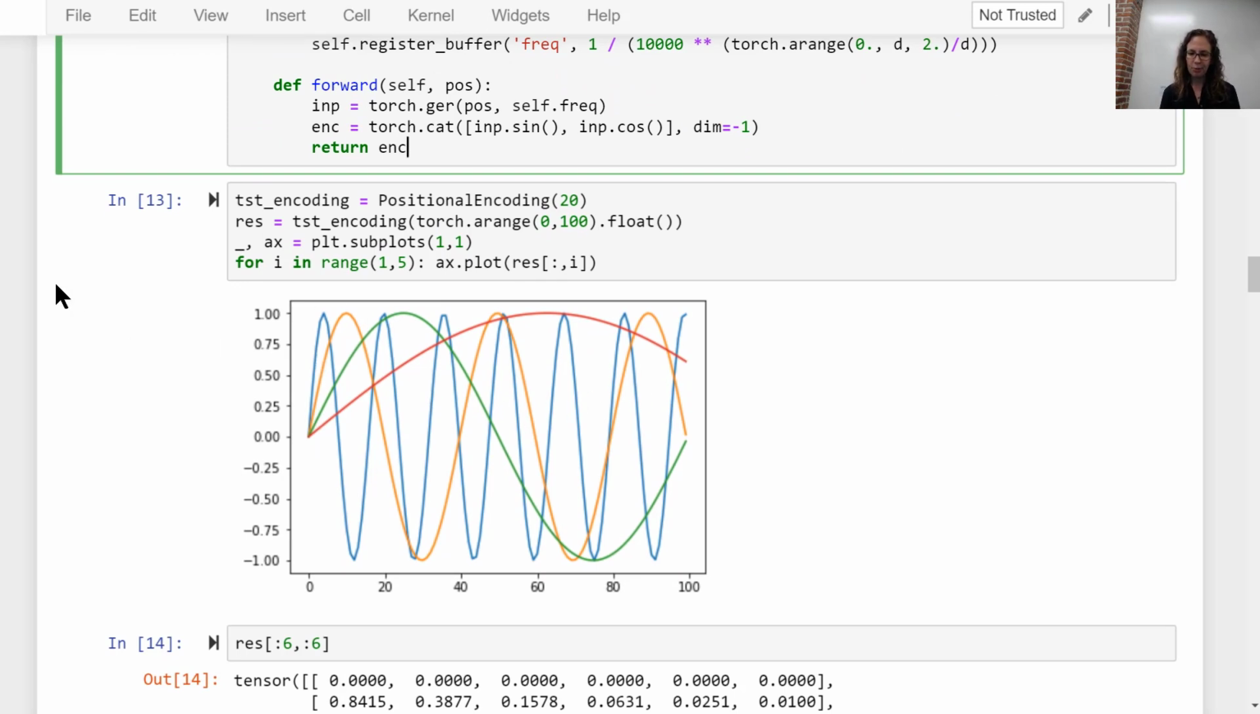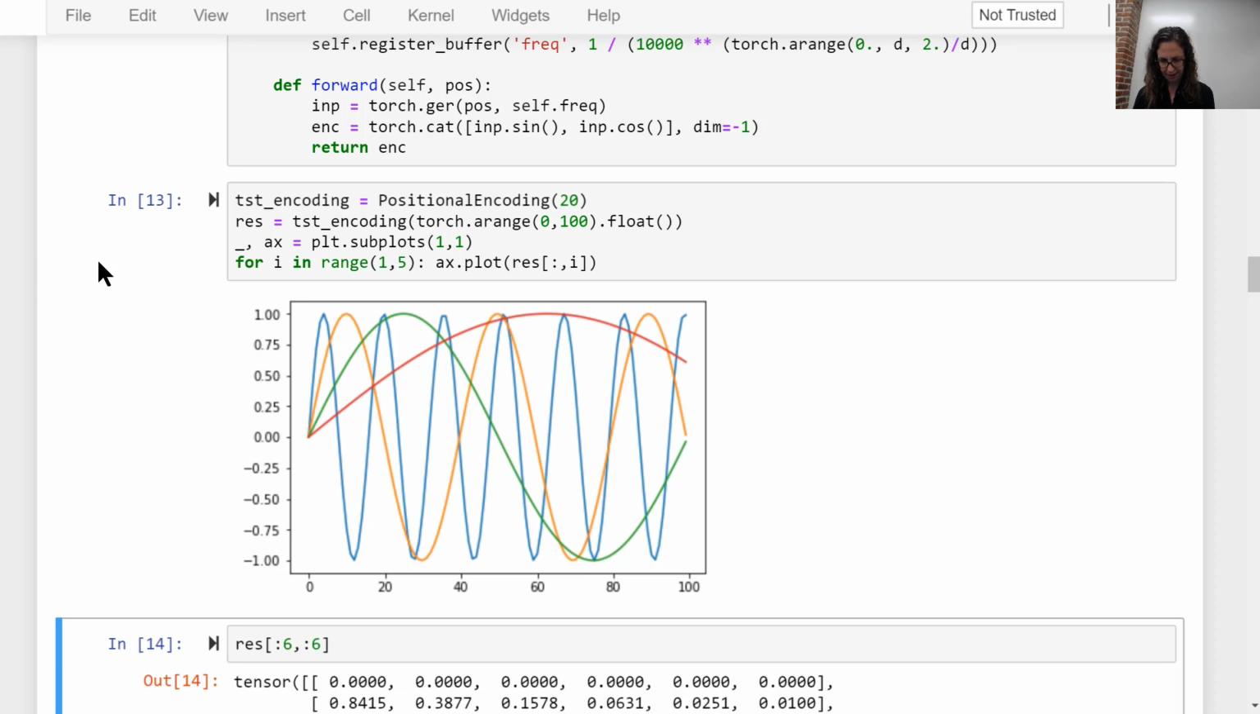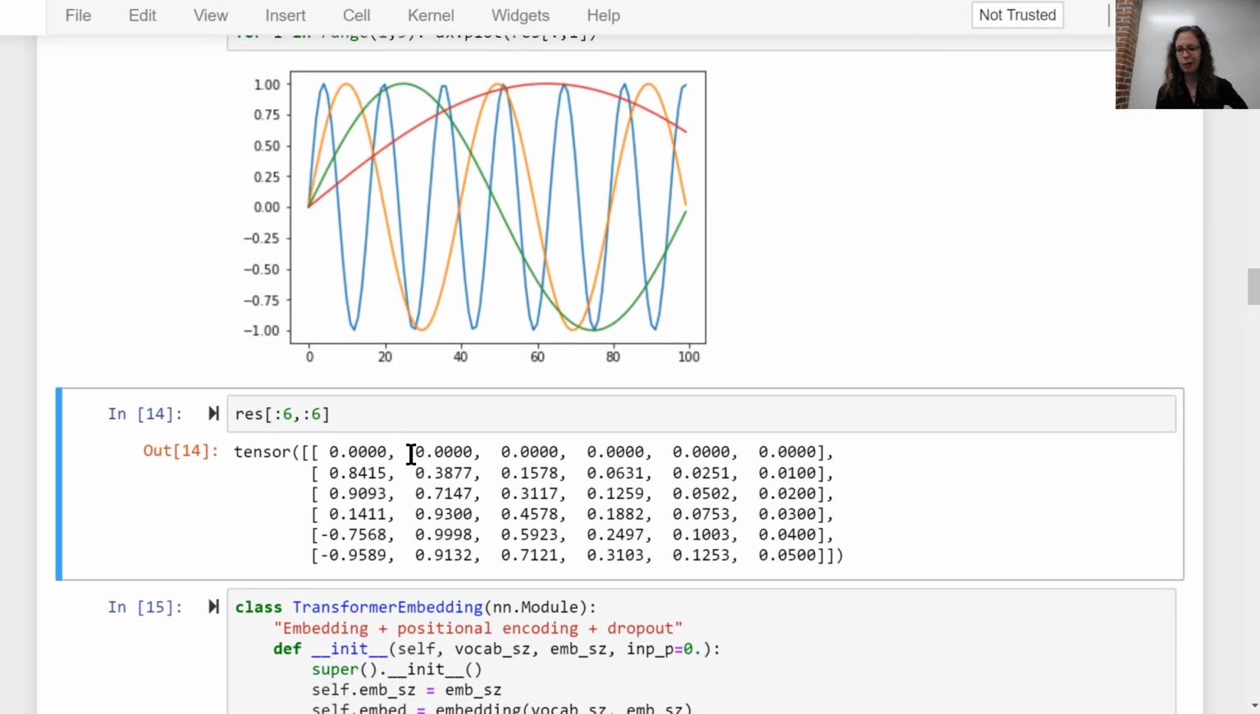Here we're plotting the result. Oh, actually, I already have it. This is what the result looks like. So we've got zeros on the first row, and then it's varying as you go along this dimension and along this dimension. But this is how we get around the fact that we haven't captured our sense of time by putting everything into the network at once.